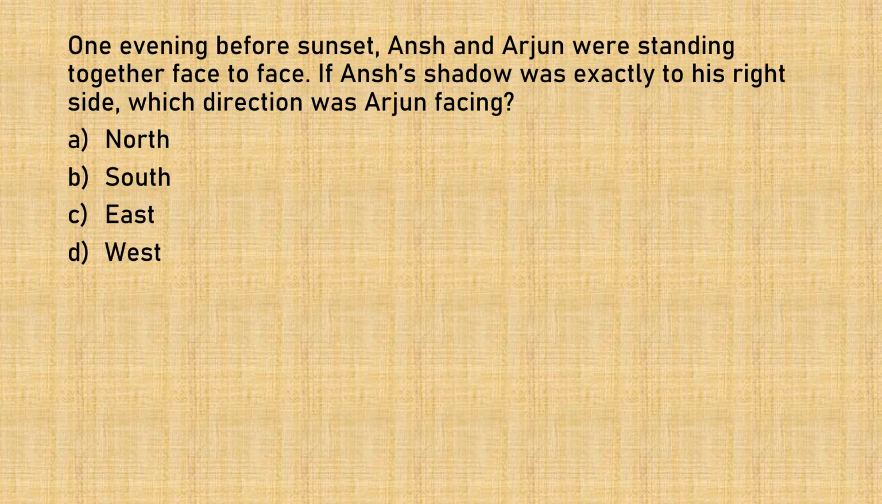One evening before sunset, Ansh and Arjun were standing together face to face. So there are two friends here, Ansh and Arjun, standing face to face. Ansh's shadow was exactly to his right. So which direction was Arjun facing?